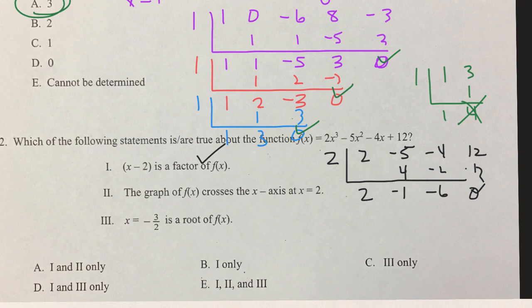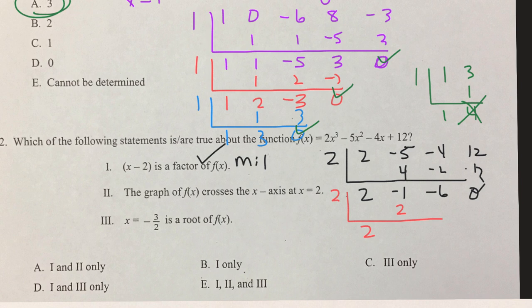The graph crosses the x-axis at -2. Well, if the graph crosses, that means we have a multiplicity of 1. Okay, and I haven't checked for multiplicity yet, so let's go ahead and do that and see if it's only a factor once. So just like up above, we're going to use synthetic division again. And we're going to see if I get, what do I need to get here? A remainder of 0, right?